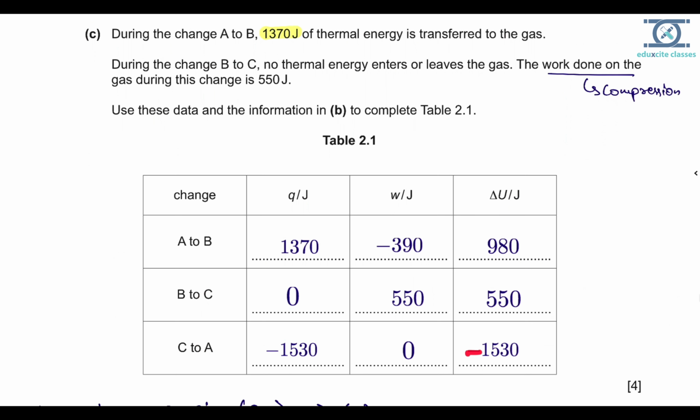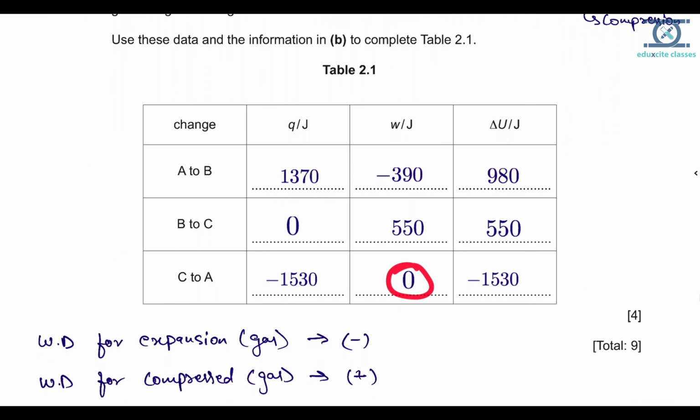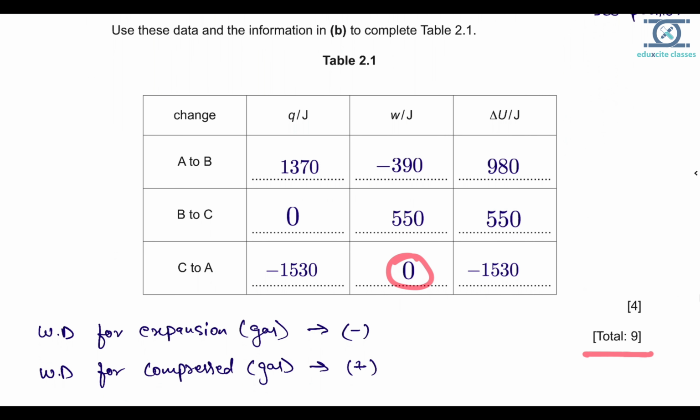So we get minus 1530 joule as the change in internal energy from C to A, and Q is also minus 1530 joule, because the work done is 0. So I hope question number 2 is quite clear to you. In case of any doubt, you can comment in the video comment box.